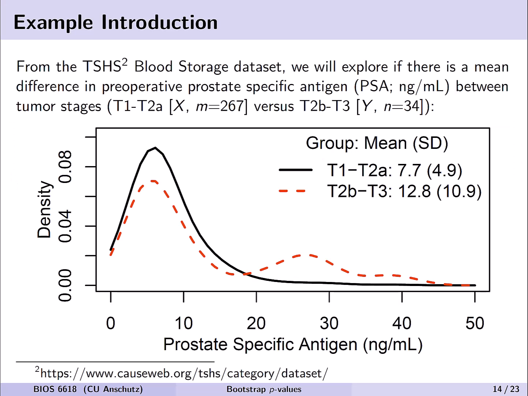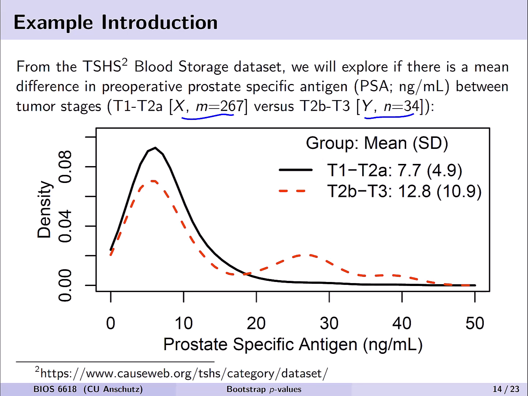So let's introduce our real-life data example. This is from the American Statistical Association's Teaching Statistics in the Health Sciences section and their blood storage data set. We're going to explore from the dataset if there's a mean difference in preoperative prostate-specific antigen, or PSA, between tumor stages, which is a binary grouping in the variable. For our case, in our notation, we're going to have group X with 267, or M, observations, which has the lower tumor staging, and then the other group we'll label Y, tumor stage 2B to 3, which only has 34 cases.